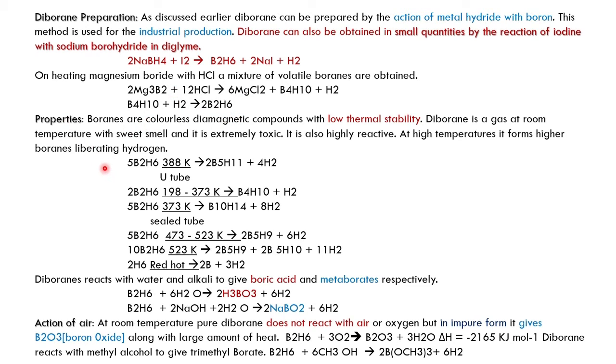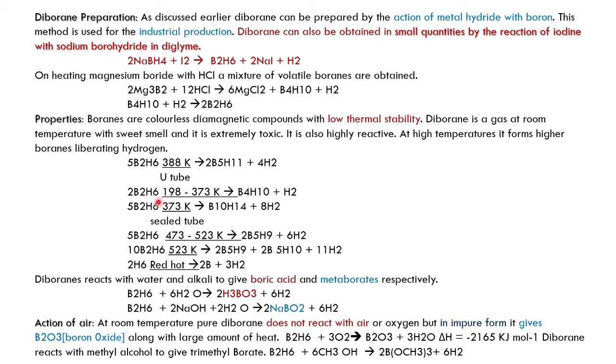Then properties of diborane. At 388 Kelvin in the U-tube, it will form higher boranes, B5H11. At 193 to 373 it forms B4H10. It has low thermal stability, and it is extremely toxic, with a sweet smell, a gaseous state at room temperature, and is highly reactive. At high temperature it forms higher boranes, liberating hydrogen. These are all higher boranes, liberating hydrogen.